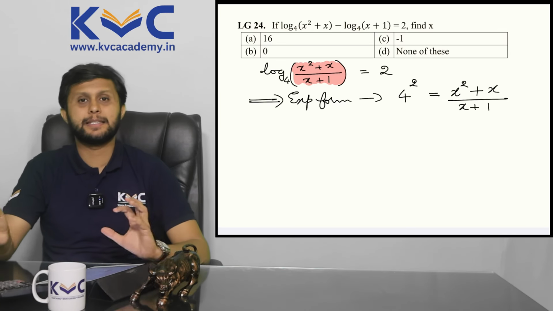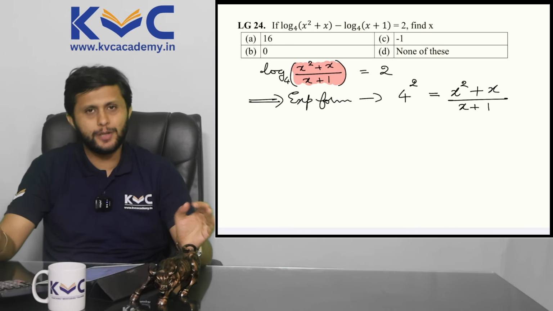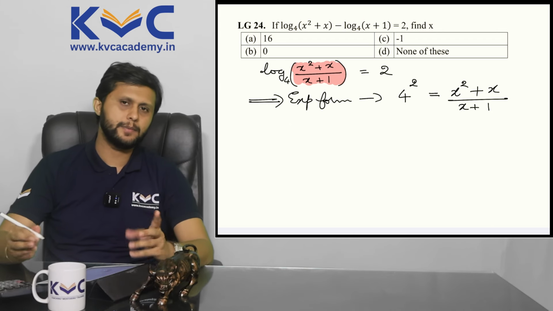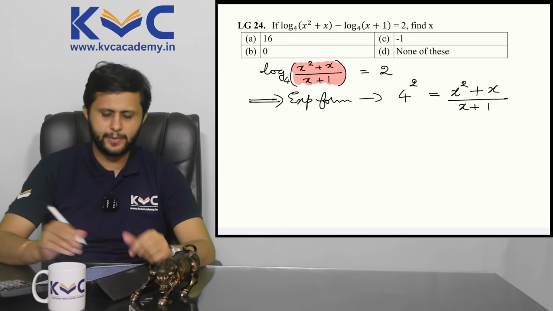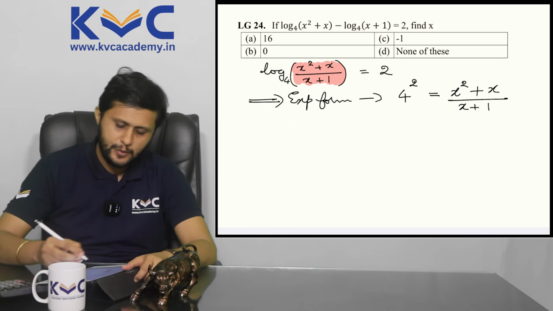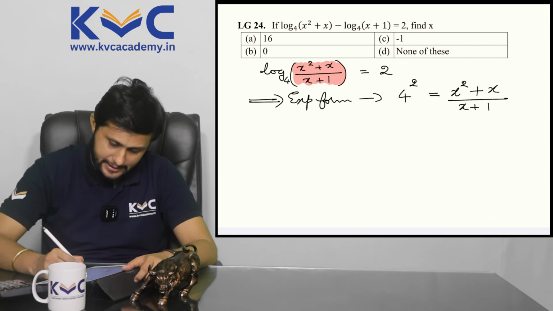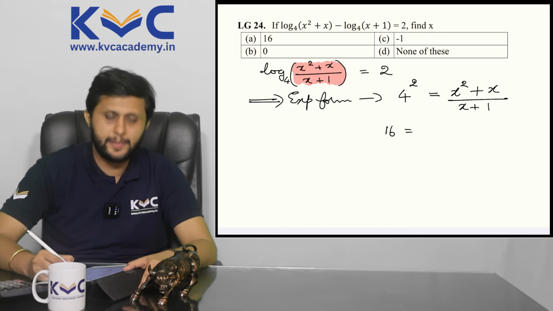If you have two logarithms, it's easier, right? We just take anti-log on both sides. But when you have one logarithm, we always express it as exponential form to make it easier. 4 square is 16, correct? Okay. What remains on the other side?